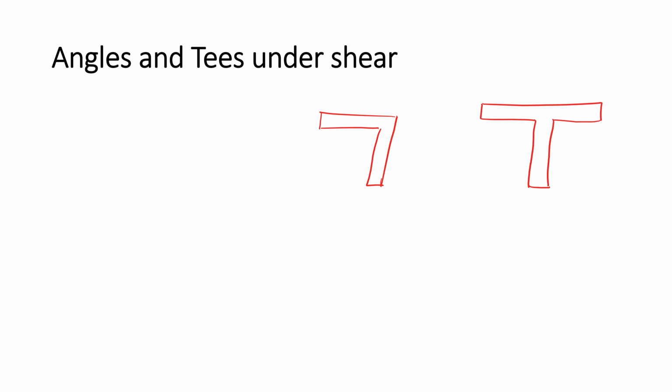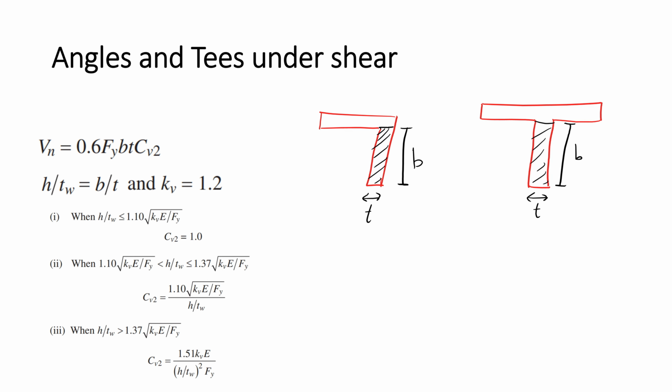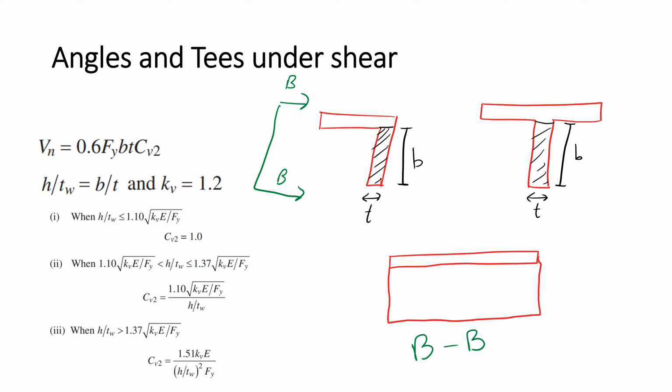In angles and T's, the webs are also the main shear resisting elements. In order to understand why the webs are the main resisting elements, we have to look at the shear stress distribution across the cross-section. So let's have a look at the side view. So here's how the shear stress distribution looks. We can see that the contribution of the flange is really minimal compared to that of the web.